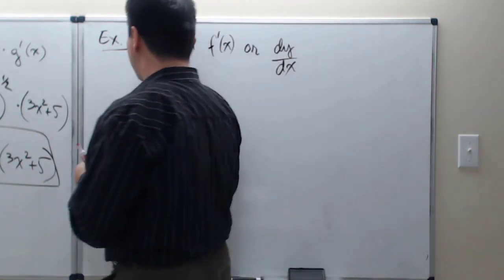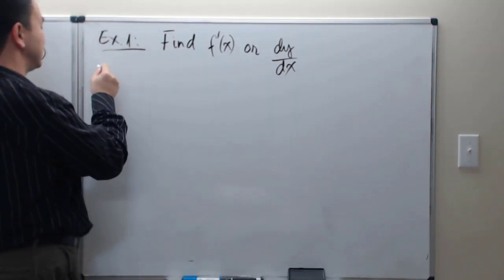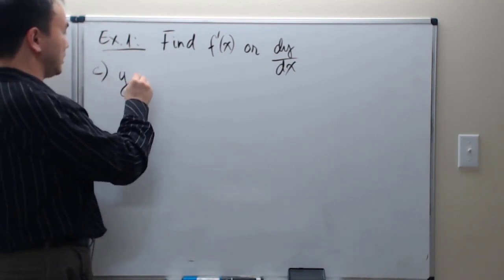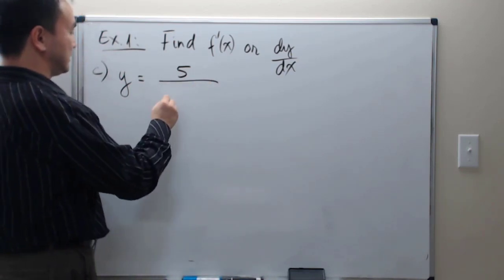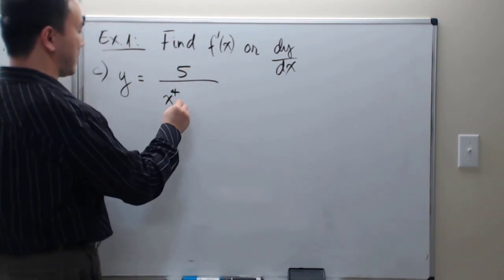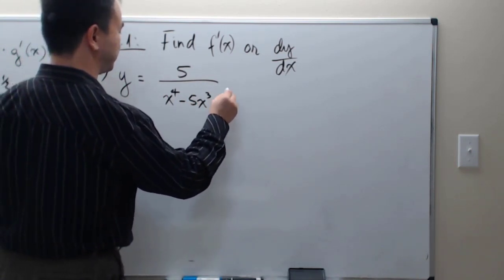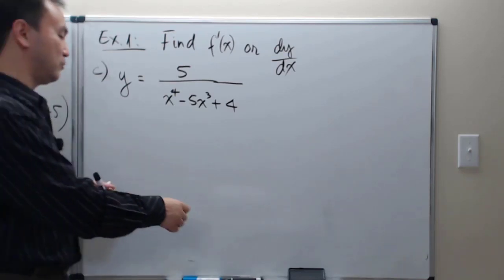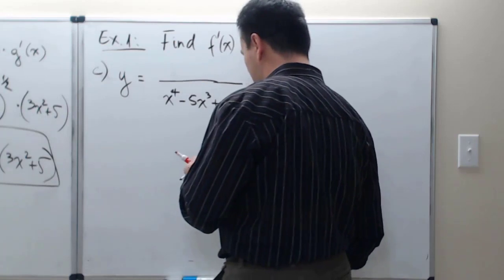All right, so part C of the example. Question C here. Let's say y equals a constant 5 over x to the 4th power minus 5x cubed plus 4. What we have here looks like a rational expression. Yes, it is a rational expression.